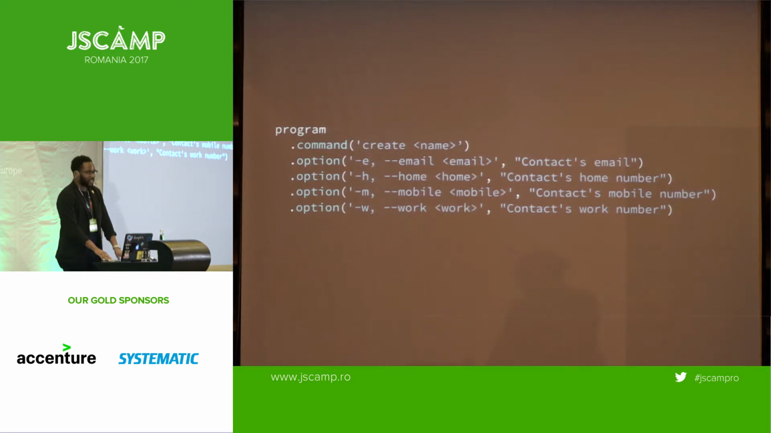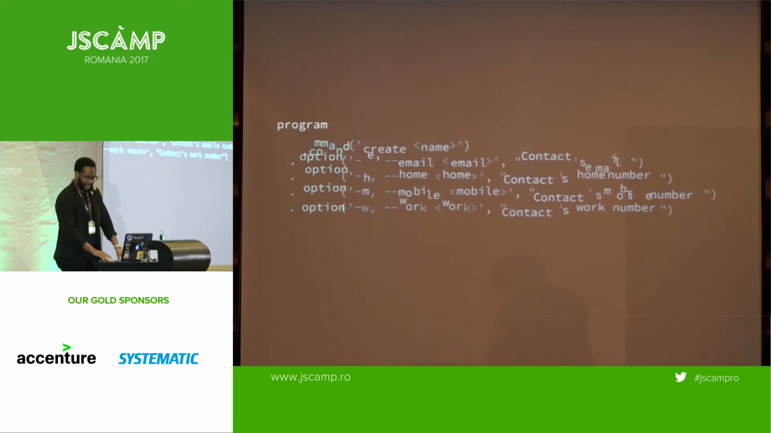And then I'm just using the CLI package called Commander, created by TJ Holowaychuk, if I said that right. Basically, we're going to say program. Our command is going to be create, passing in a name as an input. And then we want to designate flags for the email, home number, mobile number, and work number.